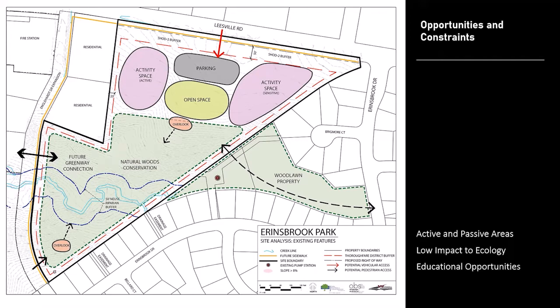Then we also have a parking area off Leesville Drive and an open space that kind of sits in the middle of the park, which kind of ties everything together. And then we have an overlook, which might look over the woods and provide educational opportunities about the existing trees, the creek, and so on. On the left and right, we have two activity spaces. One is designated as active, so that might be like playgrounds or courts or a dog park, whereas the one on the right we've called out as sensitive, so it might just be a natural walking trail.